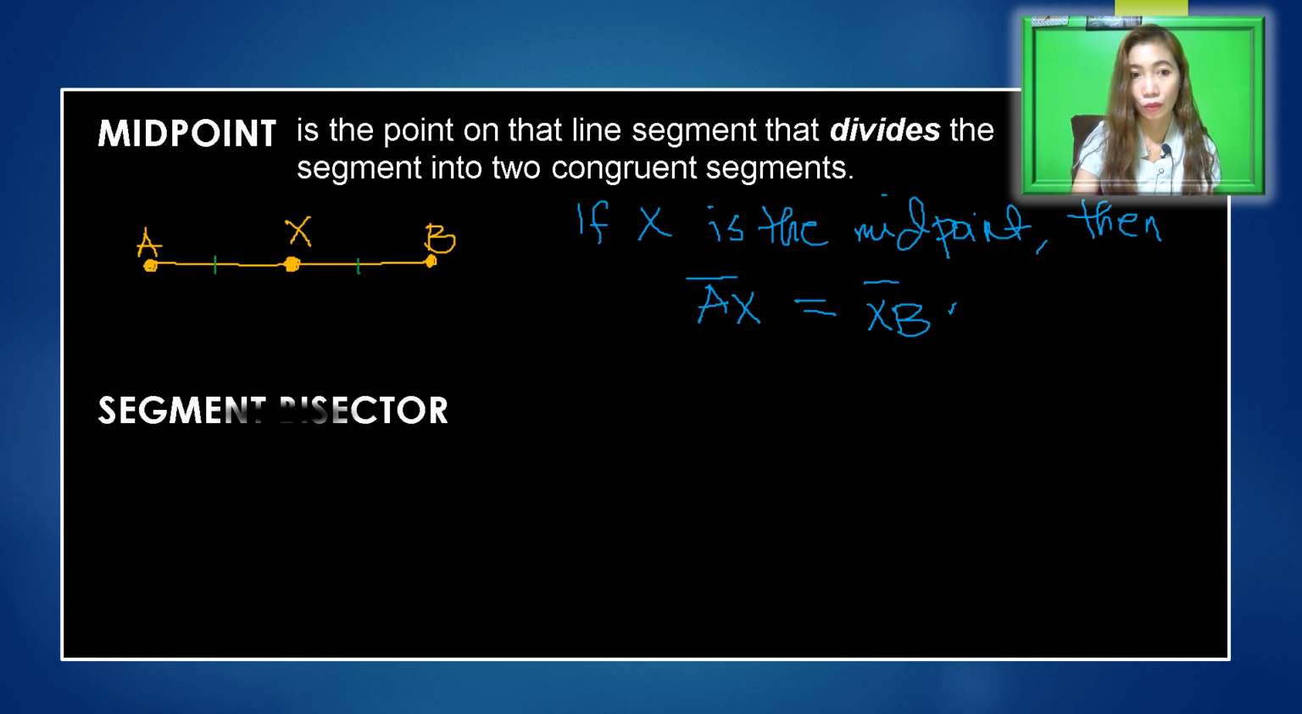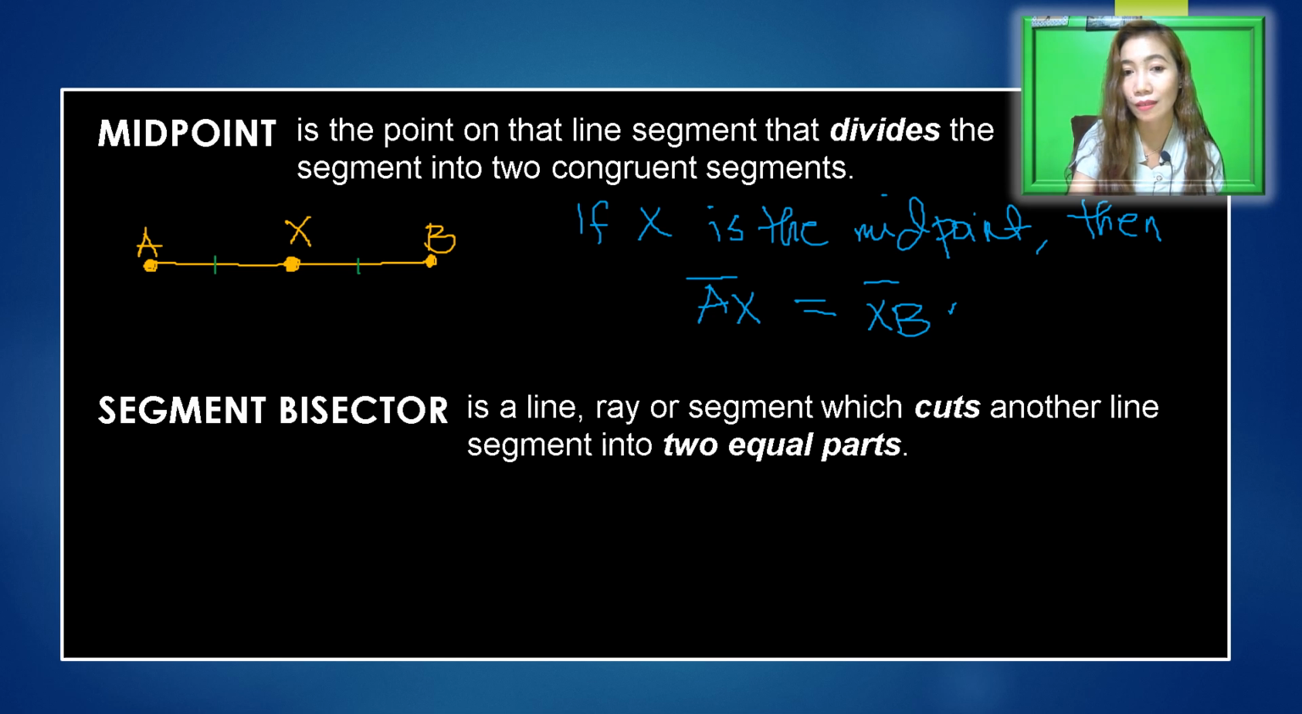Okay, so next is the segment bisector. So what is a segment bisector? It is a line, a ray, or a segment which cuts another line segment into two equal parts. So kanina, humati lang sa segment natin is a point, but this time, meron tayong tinatawag na segment bisector na humahati sa line segment. So pwede siyang line, pwede siyang ray, or pwede siyang another segment.